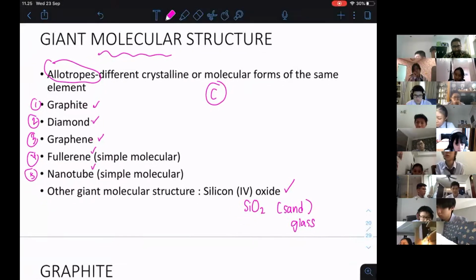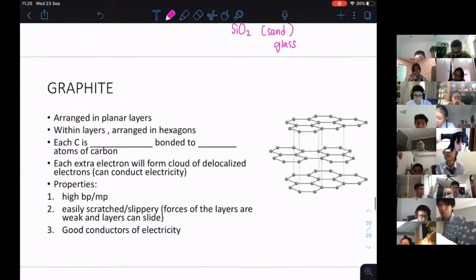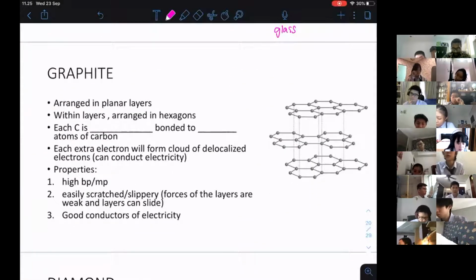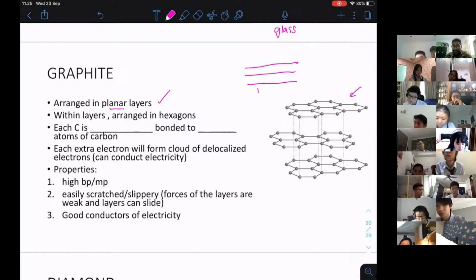So if I look at graphite, let's start with graphite. The allotropes of carbon are going to be arranged in planar layers. Planar means a single plane. It means imagine this being one paper stacked on top of another paper, stacked on top of another paper. If I want to push this paper out, you can push.